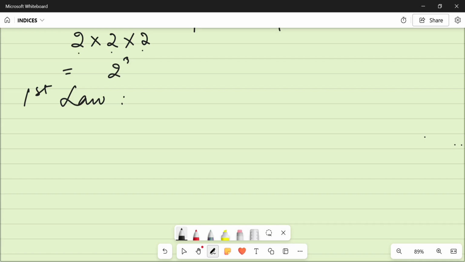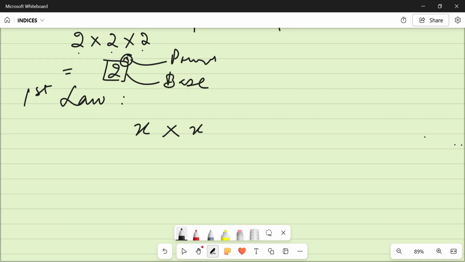So the first law is that when the bases are same, right? These are the bases. When the bases are same, what we will do, we will add their powers. Here in the above example, this 2 is actually the base and this 3 is the power, right? So 2 is called base, or you can say coefficient.